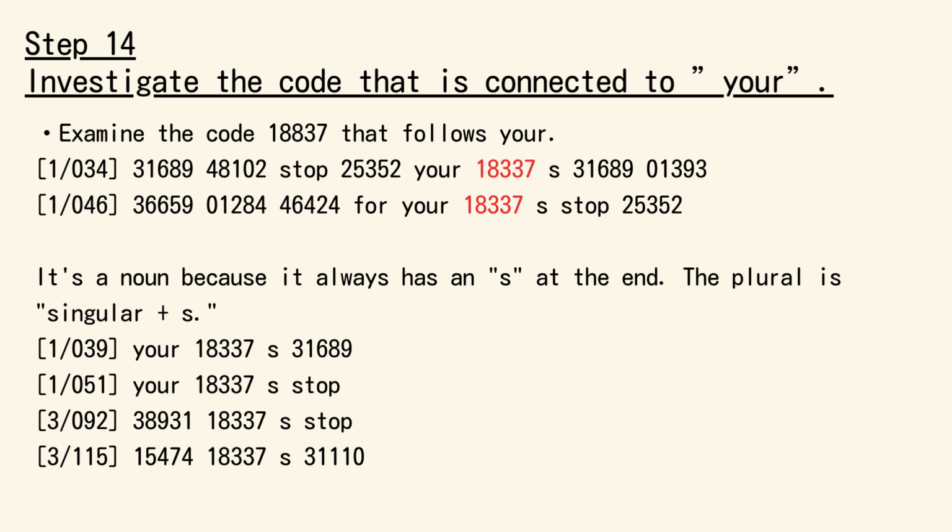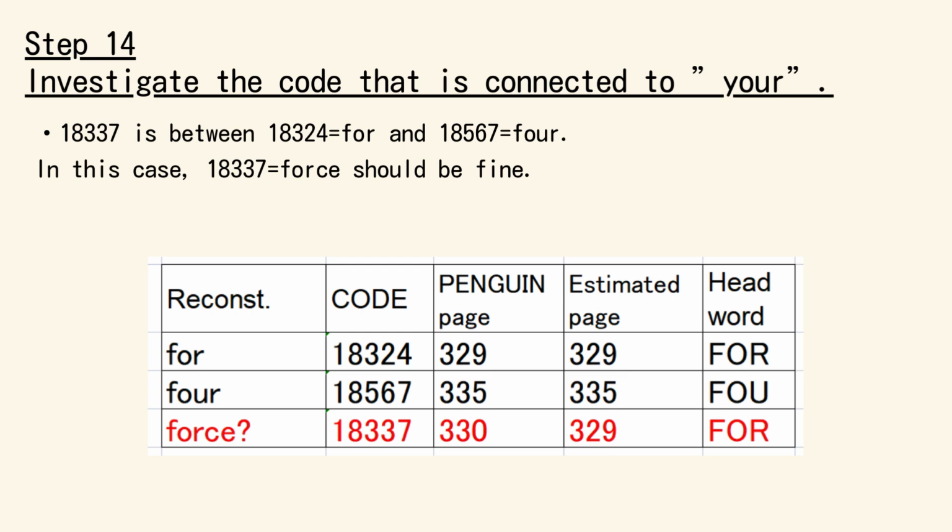Step 14. Investigate conjugations with your. Examine the code 18837 that follows your. It's a noun because it always has an s at the end. The plural is singular plus s. 18337 is between 18324 equals 4 and 18567 equals 4. In this case, 18337 equals 4 should be fine.